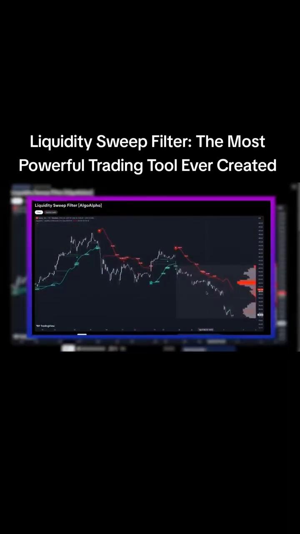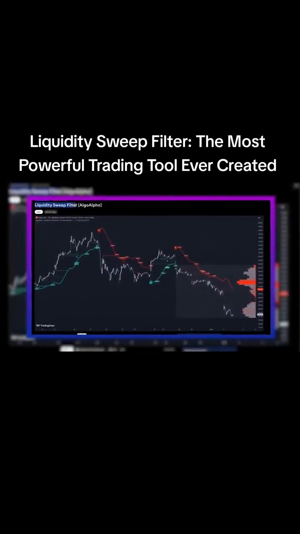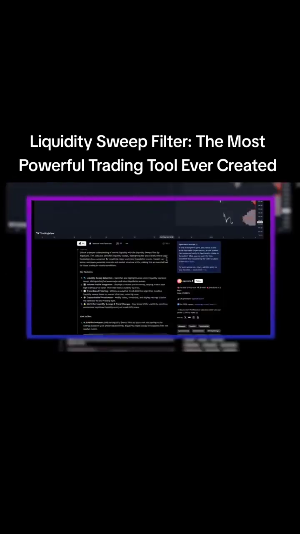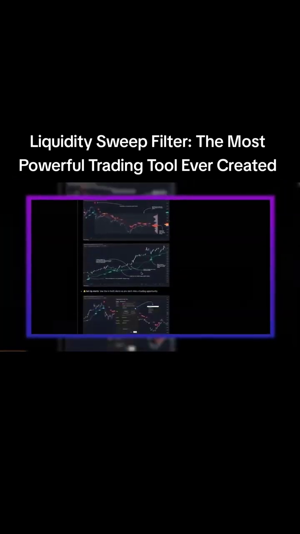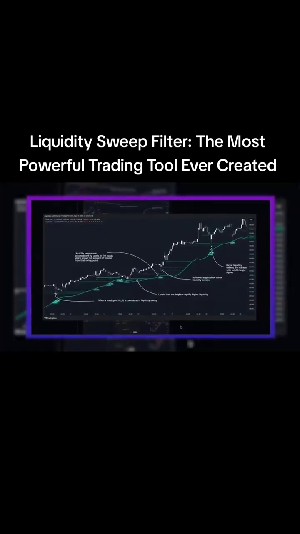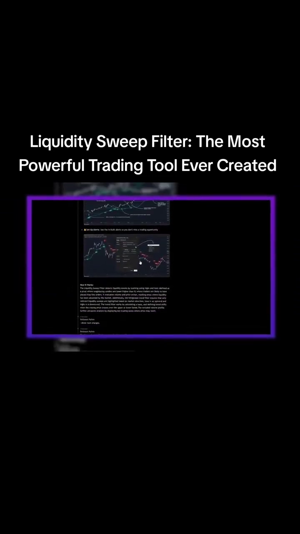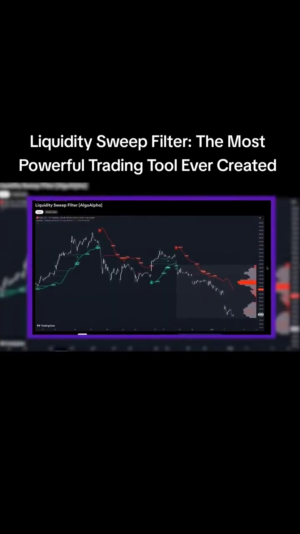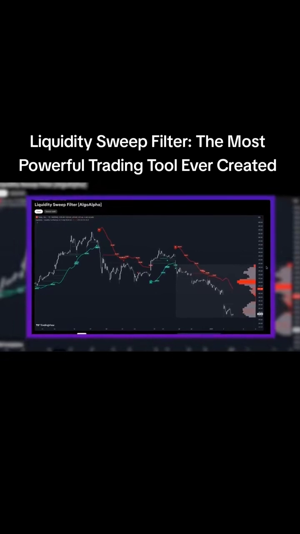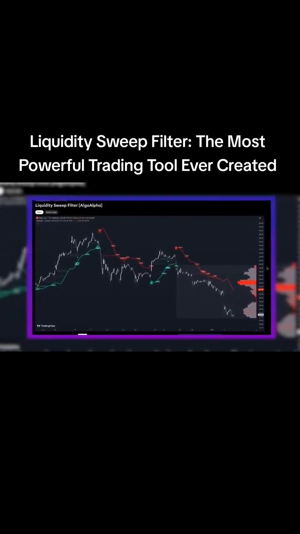But with an indicator like the Liquidity Sweep Filter by Algo Alpha, you will be able to spot exactly where these liquidity levels are sitting. That way, when the smart money moves the price to those zones, you can trade in the same direction as they do instead of getting caught on the wrong side of the move. In this video, you're gonna learn all about this powerful indicator.